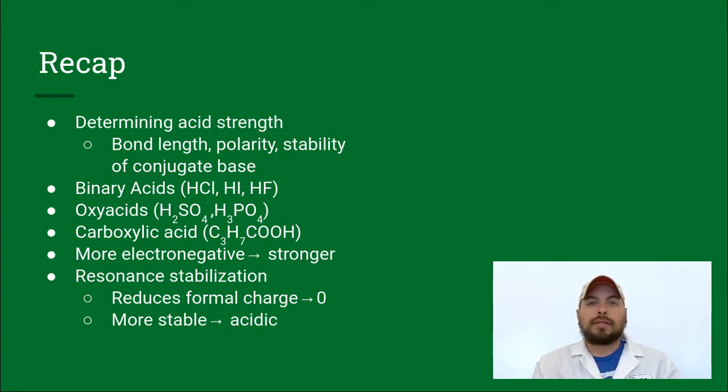When we looked at length of bond, we were talking mostly about binary acids. Binary acids included HCl and HI. And remember, as we went down the periodic table and the size of the anion got bigger, the acid became stronger because the bond became longer, and the longer bond is a weaker bond.